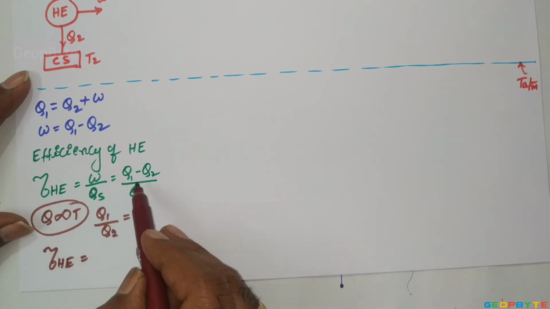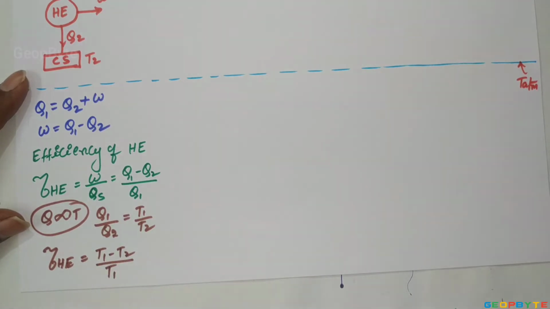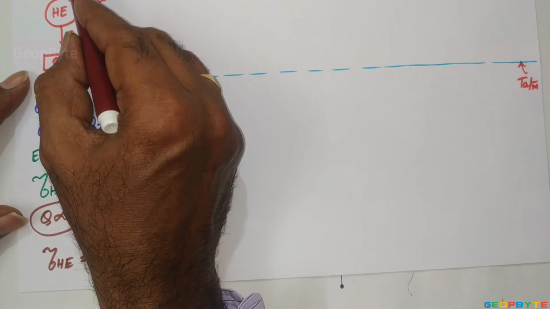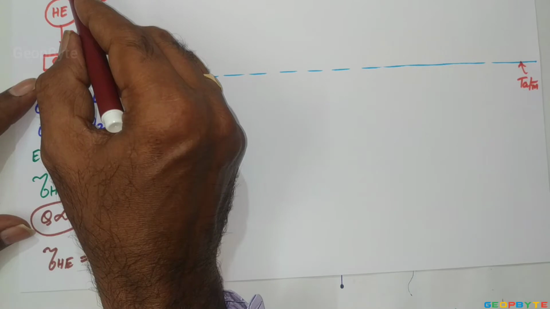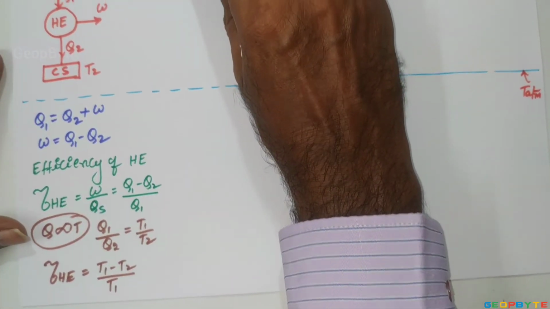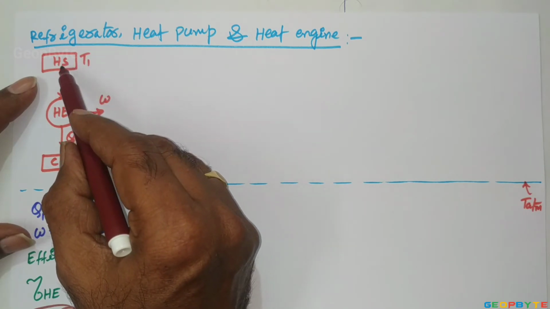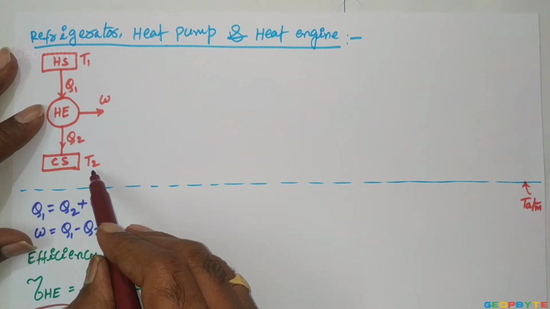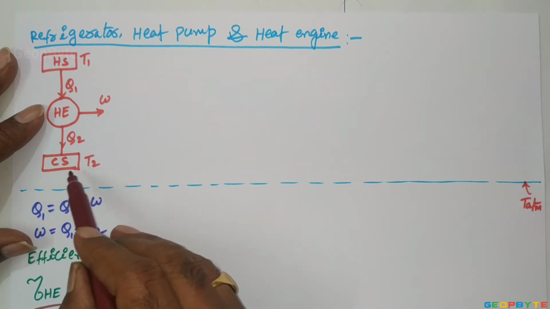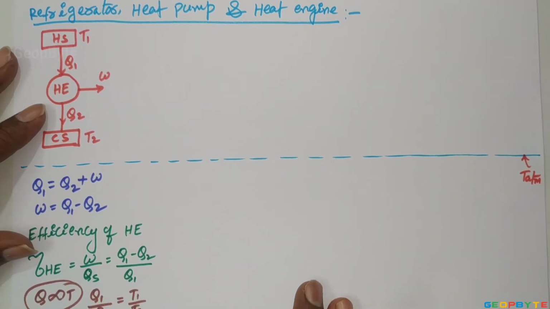The heat engine efficiency can also be written as T1 minus T2 by T1, where T1 equals hot source temperature, also called highest absolute temperature. T2 equals cold source temperature, also called lowest absolute temperature. That is about the heat engine.